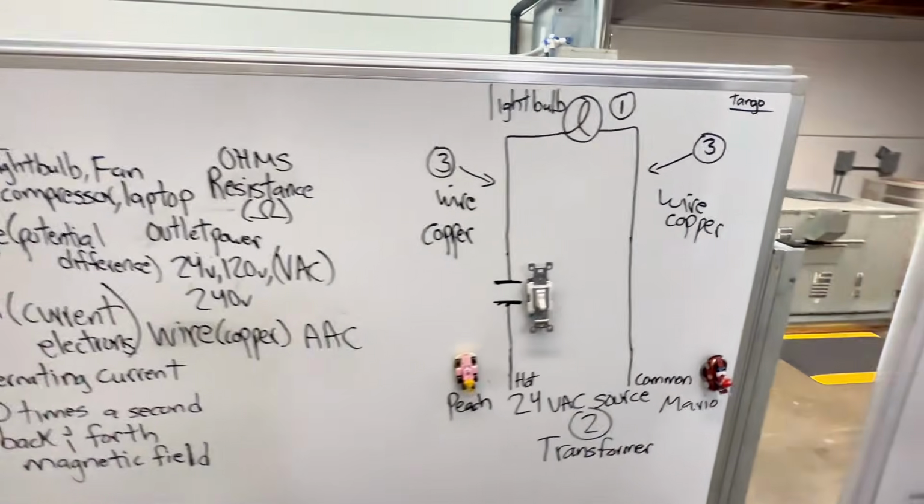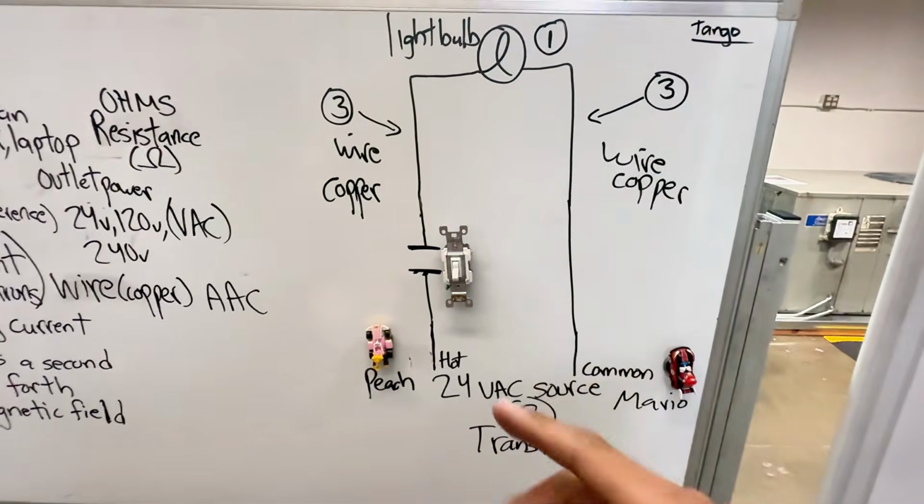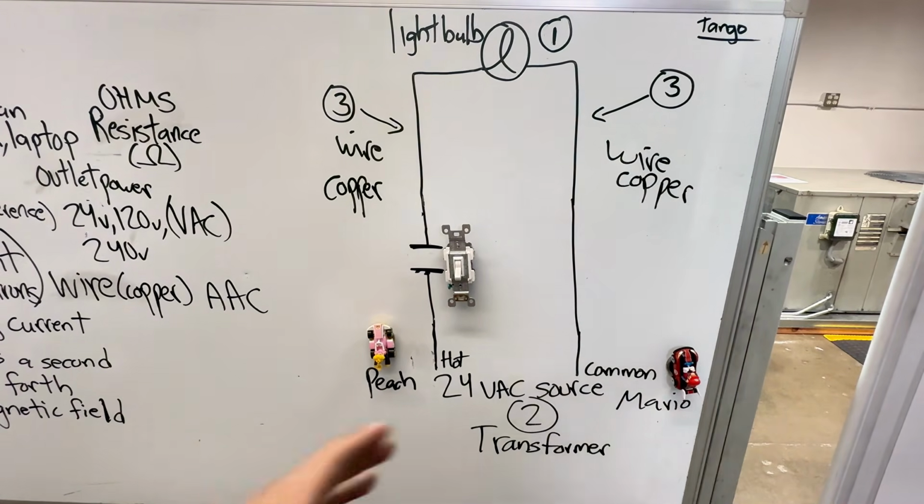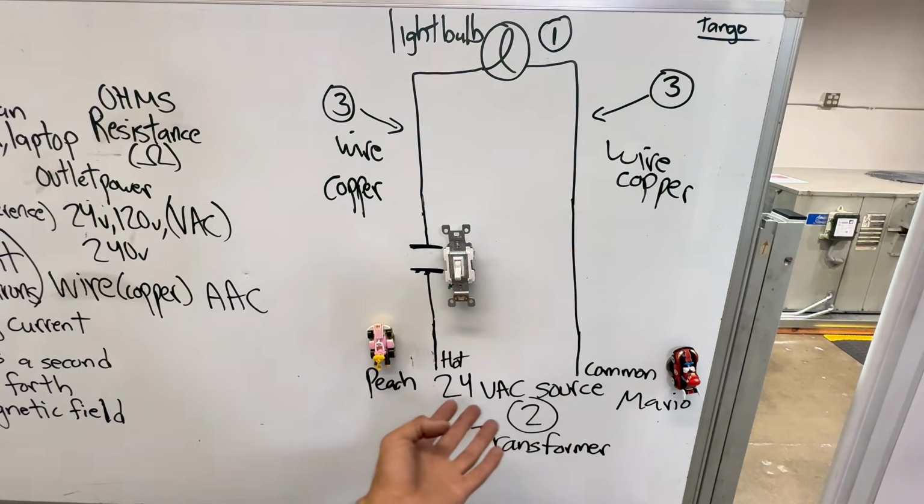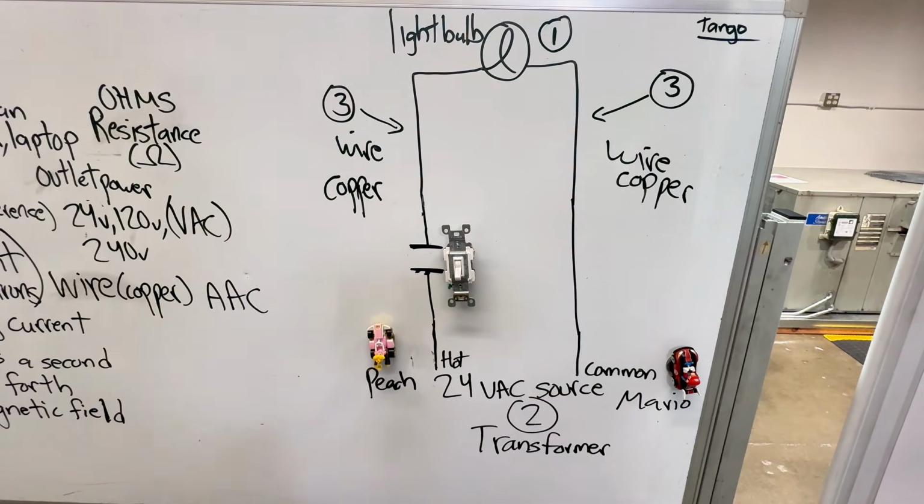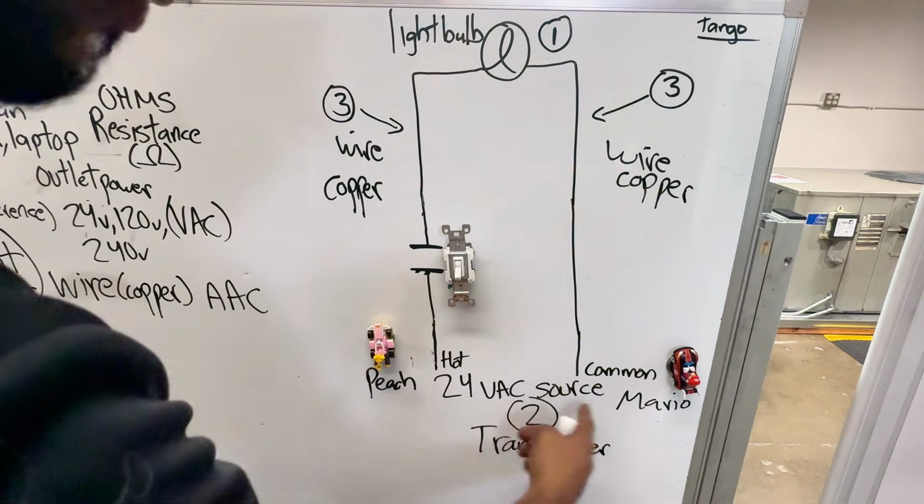Okay, but going back to this example and this circuit here, you're going to see it on the training panel that I created. Okay, so do we have the three things that make up a circuit? We're going to use a transformer. We're going to use 24 volts as a source. We're not going to use 120, at least in the case of the training panel. So we have our transformer, so we have a 24 volt source.